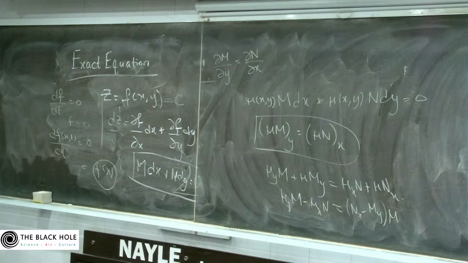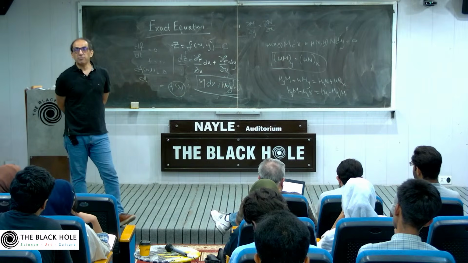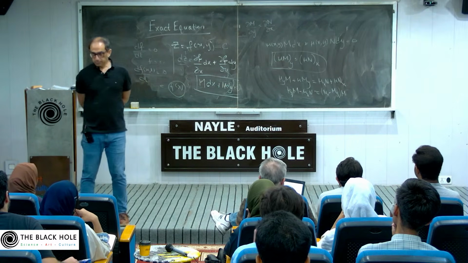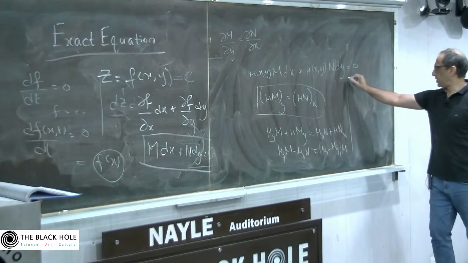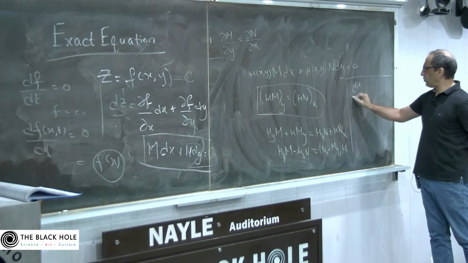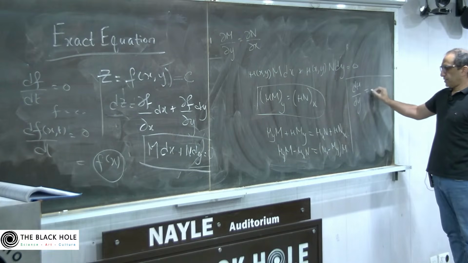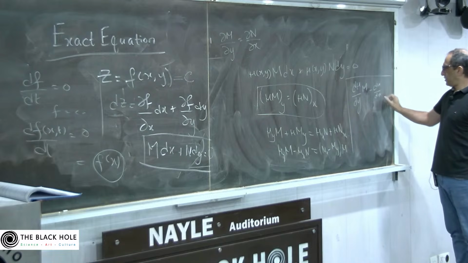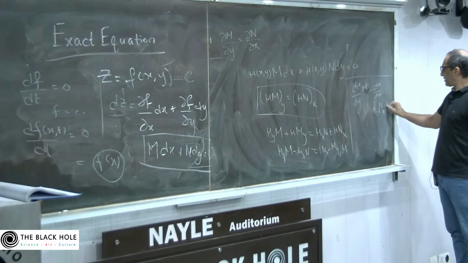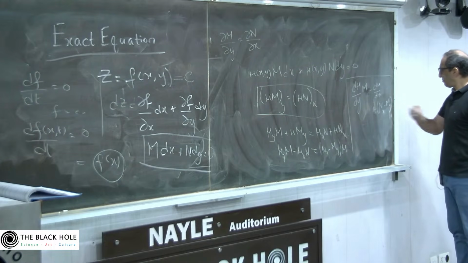So what is this mu y? This is d mu over dy, and what is mu x? D mu over dx. Now tell me, is my problem solved here? What is the impediment in my way? Let me write this equation down here so that you can appreciate it. This is d mu over dy m minus d mu over dx is equal to nx minus my mu.